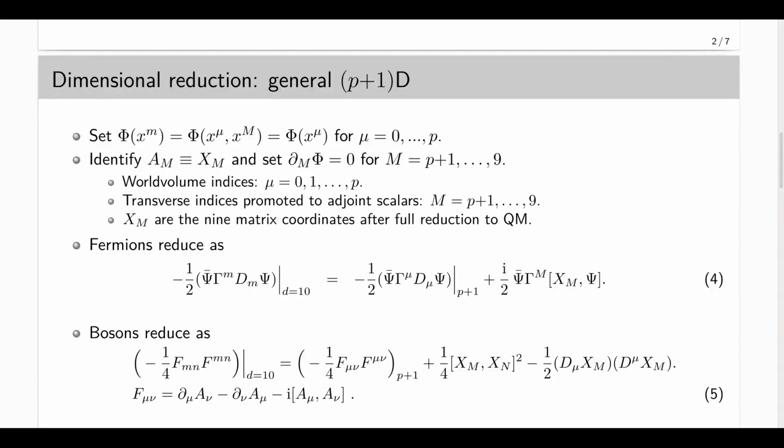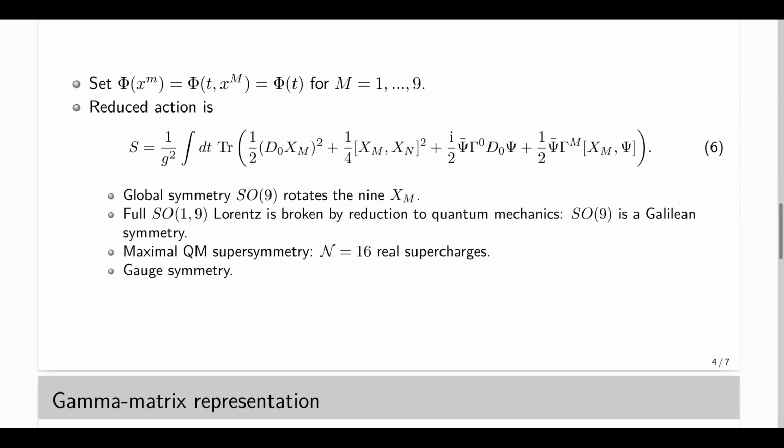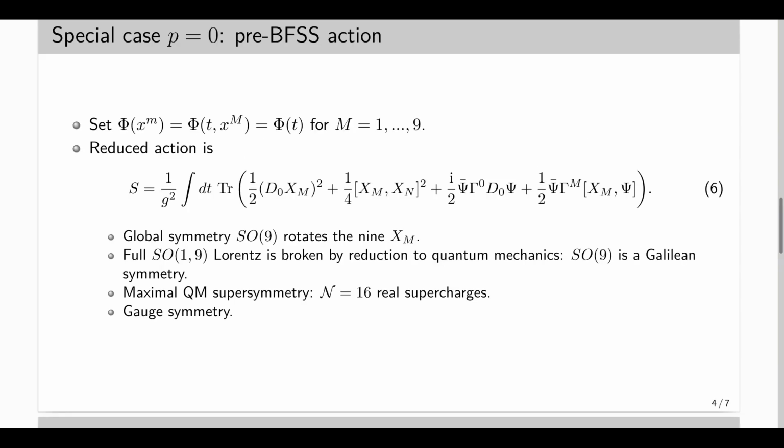Dimensional reduction. Set all spatial derivatives to 0 and reinterpret the spatial gauge components A_m as adjoint scalar matrices X_m. After this step, the theory depends only on time, and its structure is: a bosonic kinetic term, quadratic in the time derivative, proportional to (D_0 X_m)^2. Bosonic potential, quartic commutator squared, built from X_m, X_n, and positive definite in Euclidean signature.